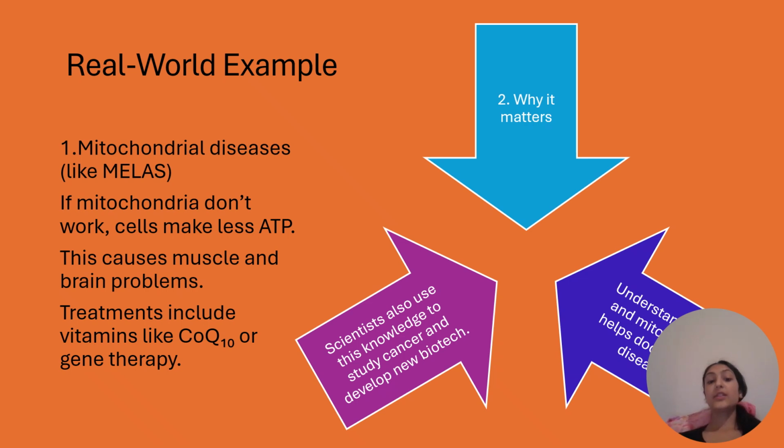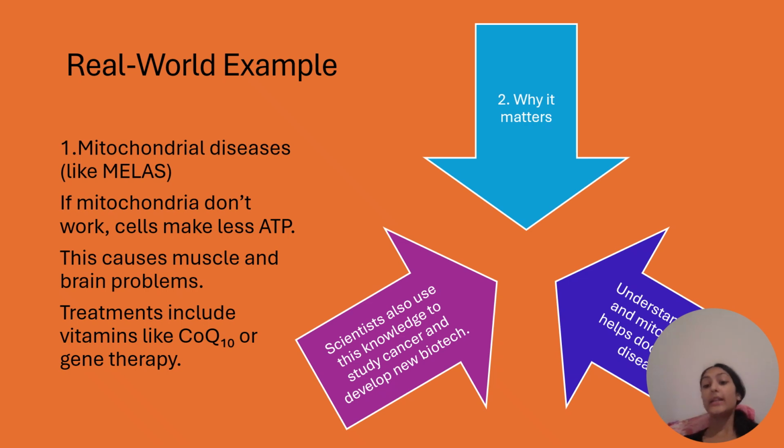The seventh slide is about real world examples. Why this matters, why mitochondria matter. Because if mitochondria are affected, then how are cells going to make ATP? It can cause weakness, tiredness, or organ problems. It shows how important ATP and mitochondria are. This could also create muscle and vein problems.